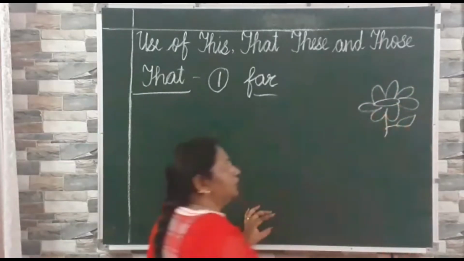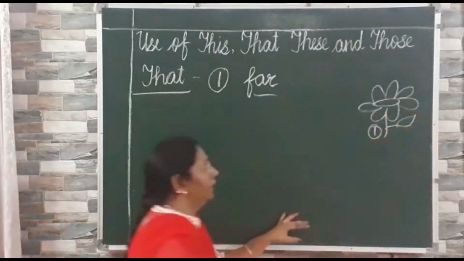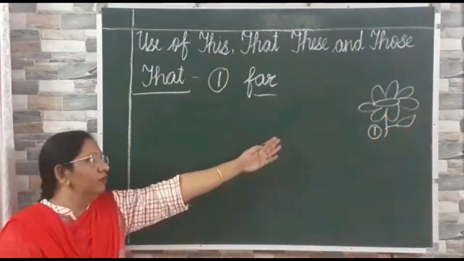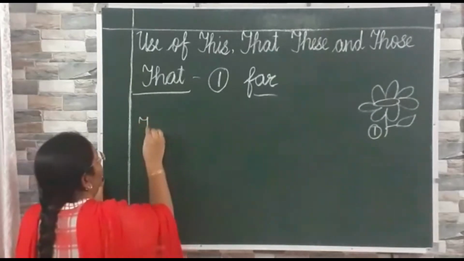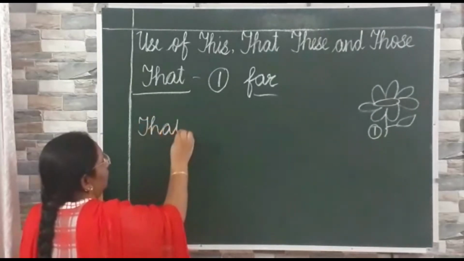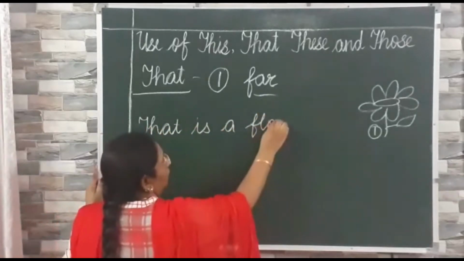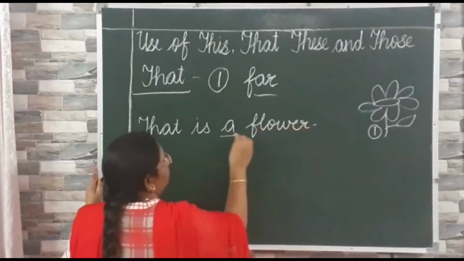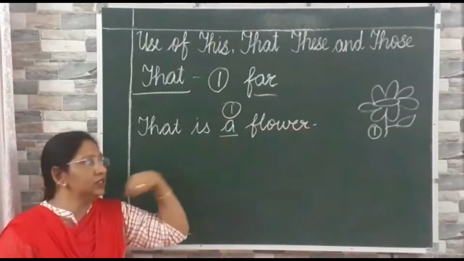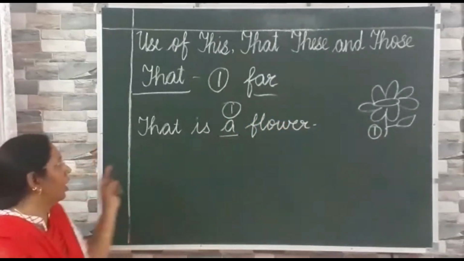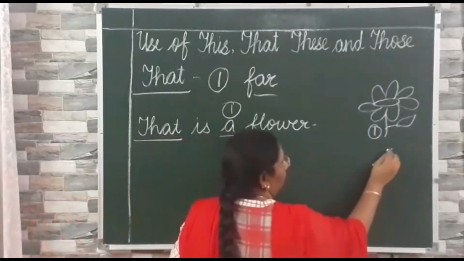How many flowers do you see? Only one flower. How many? One. But the flower is far from me. So what will I use? That is a flower. A means what? One. And the flower is far from me. So what have I used? That.